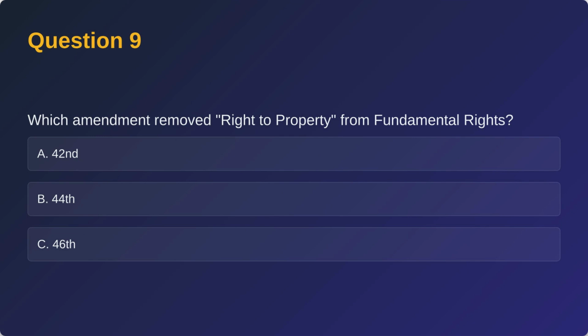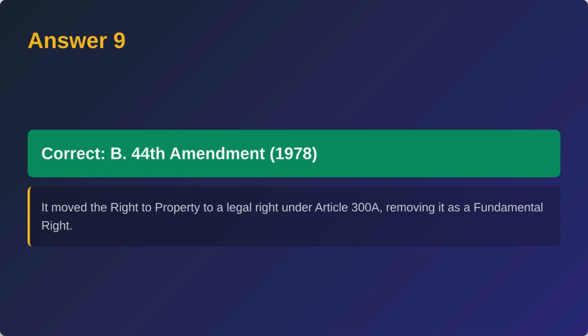Question 9. Which amendment removed right to property from fundamental rights? Answer 9. The 44th Amendment, 1978. It moved the right to property to a legal right under Article 300A, removing it as a fundamental right.